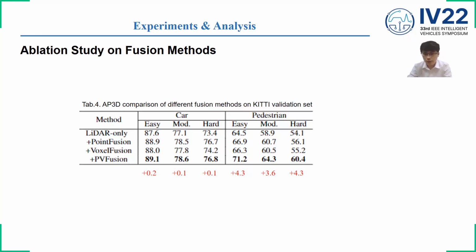We compare PVFusion with Point-Fusion and Voxel-Fusion on the KITTI validation set. The quantitative results are shown in Table 4. It can be seen that the results of the 3 fusion methods are similar in car detection. However, PVFusion outperforms the other 2 methods by 3.6 in pedestrian detection.